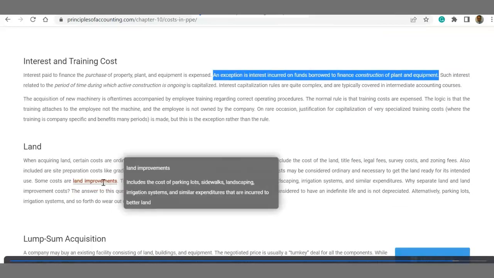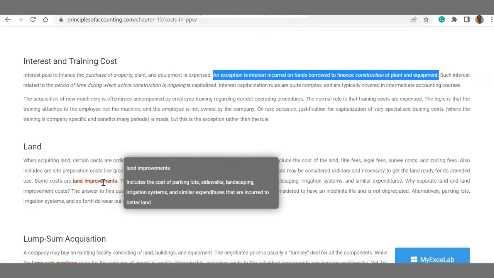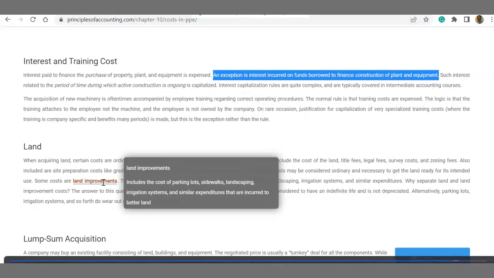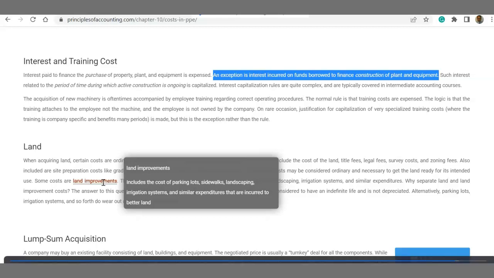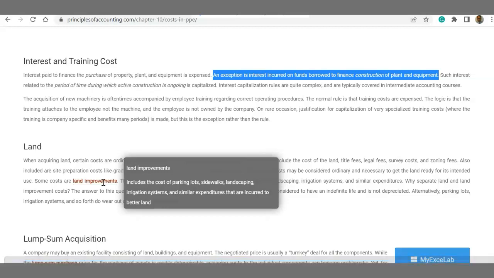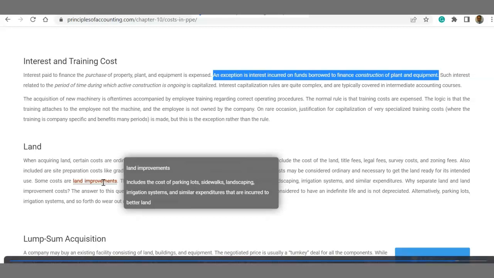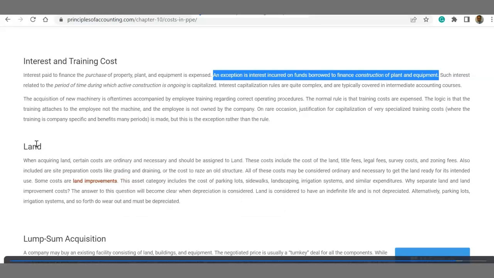Land never depreciates. However, land improvements will depreciate. Land improvements include the cost of parking lot, sidewalks, landscaping, irrigation system, lighting for your parking lot. All those expenditures are land improvements. You need to add them up. You need to recognize them in a separate T account, and you have to depreciate them because they are depreciable assets. However, land by itself, just the land, never depreciates. You have a separate T account for land, but it never depreciates.